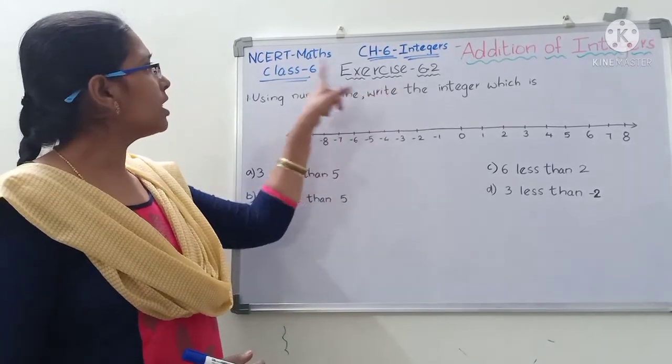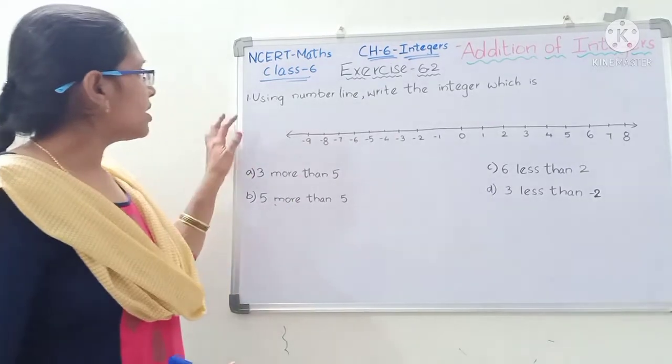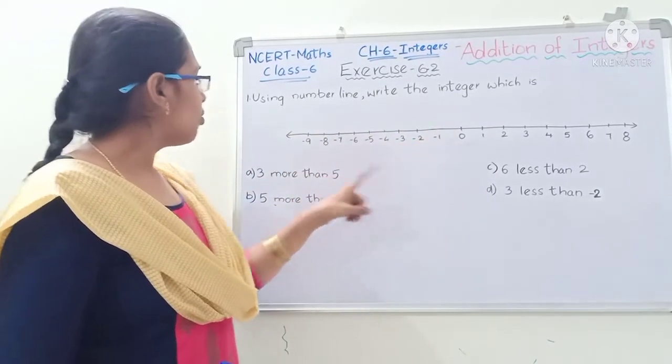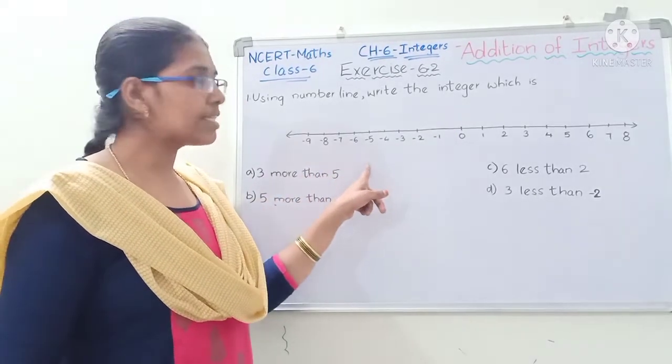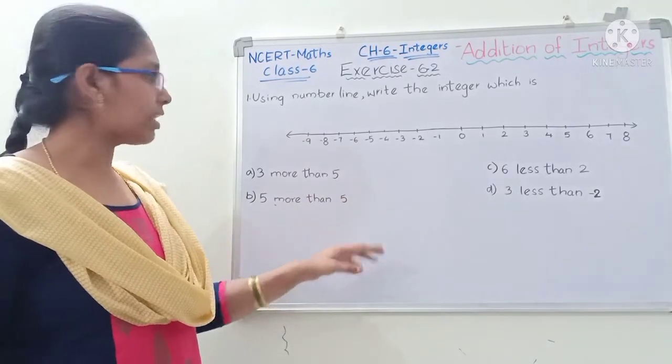Exercise 6.2, NCERT textbook, class 6, chapter 6, integers. The first problem is, using the number line, write the integer which is 3 more than 5. They have given us a number line. Using this number line, you should solve these problems and write the answers.